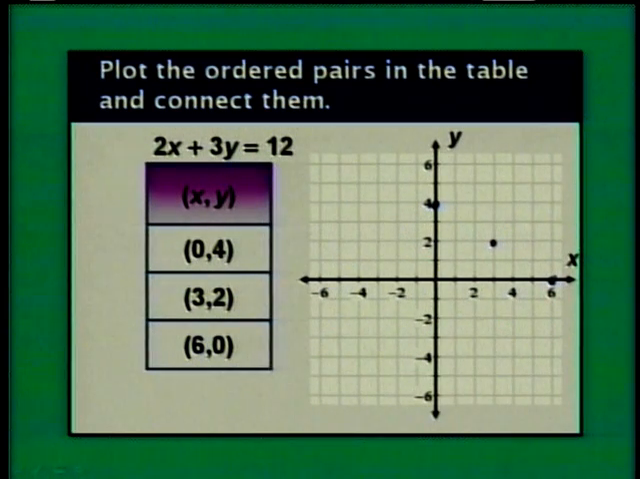Now I'm asked to connect these points. Well, looking at these points, it looks like they all lie on the same line. Looking at my equation above the table, 2x plus 3y equals 12. This is a linear equation. It has the form ax plus by equals c. So the graph should be a line. So I'm going to get out my straight edge and connect these points.